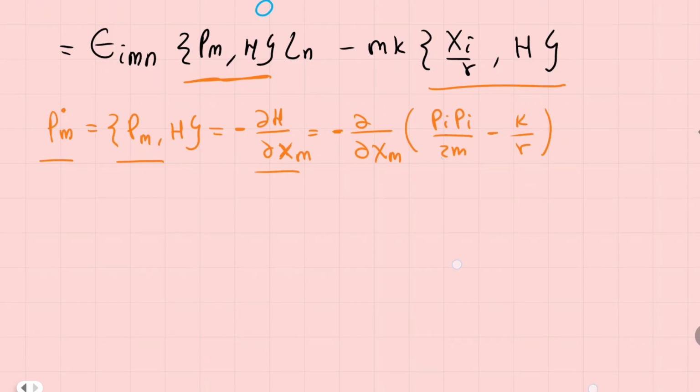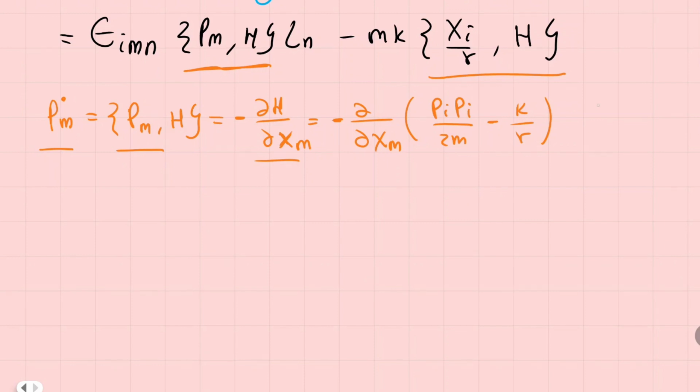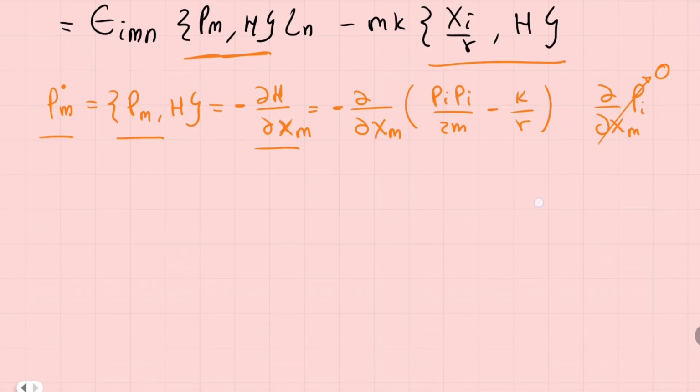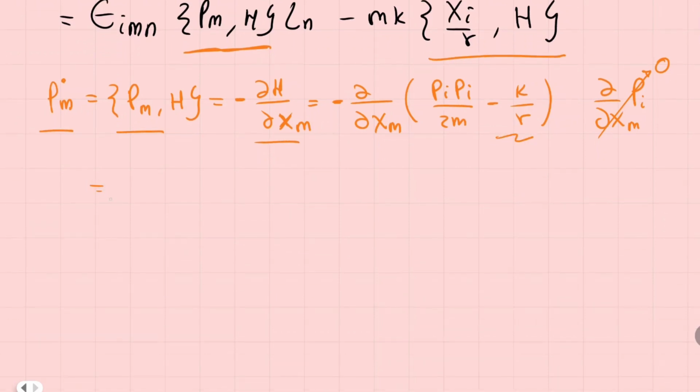So here we need to notice that the partial derivative with respect to xm of p squared is going to be 0, okay, because p does not depend on x. Okay, so in this case, this partial derivative will only be applied to this term over here. So this is going to be equal to k times the partial derivative with respect to xm of 1 over r, taking out the k because it is a constant. And looking that r is the magnitude of the vector x, we have this.